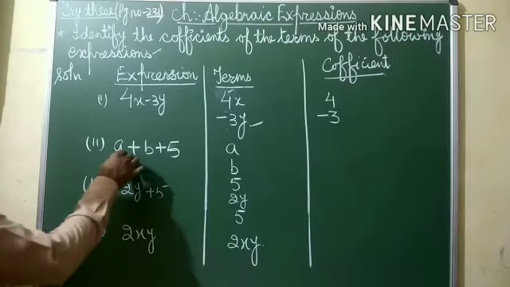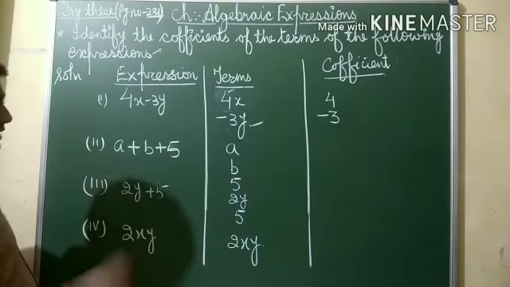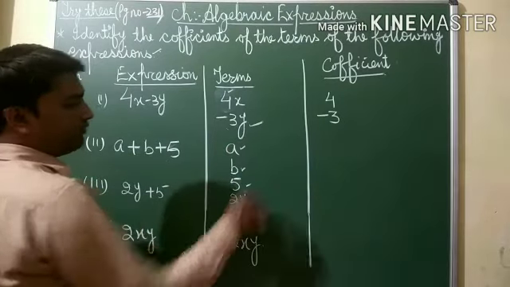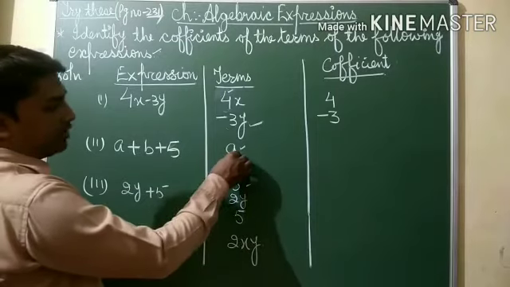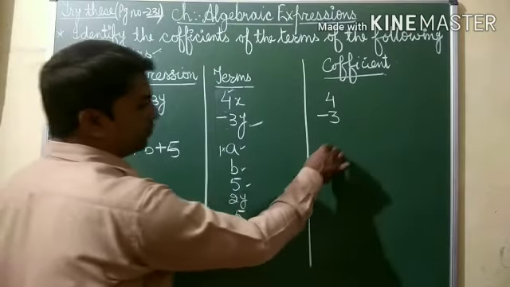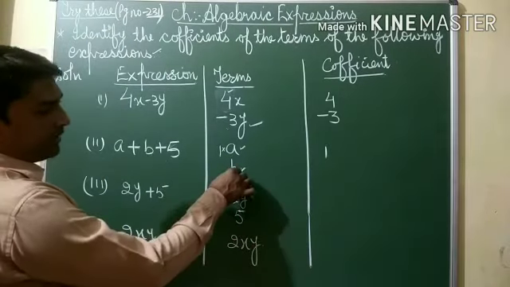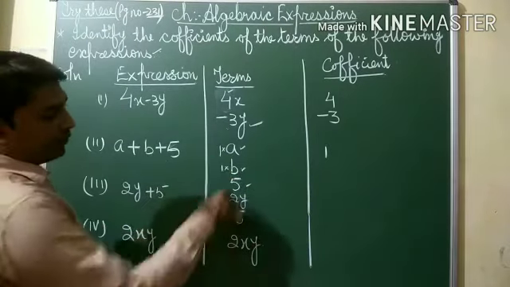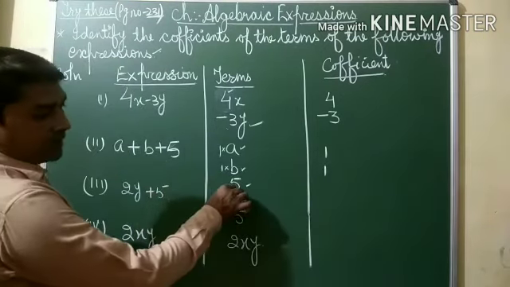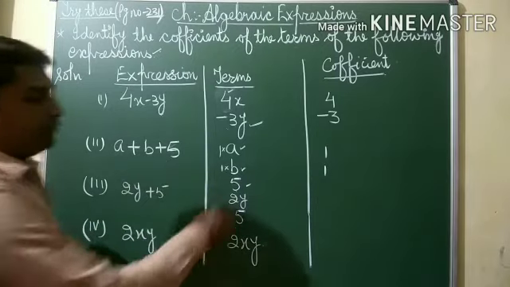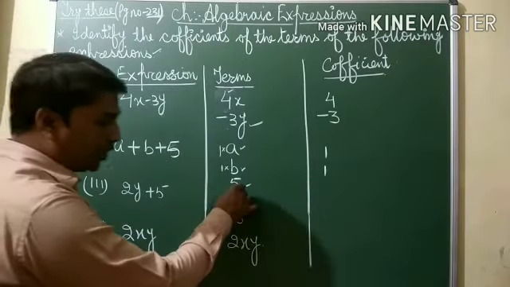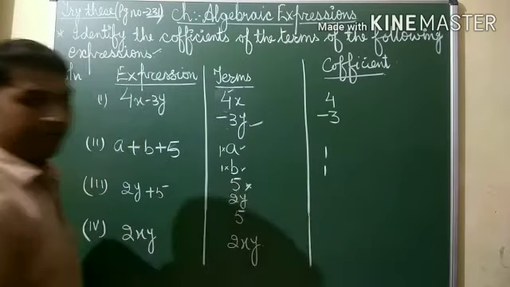Next, the expression a plus b plus 5. This expression contains three terms: a, b and 5. Since a has numerical factor 1, the coefficient of a is 1. Similarly, b has numerical factor again 1, so the coefficient of b is again 1. But 5 is a constant term because 5 is not attached with any variable. So we will not write the coefficient of 5.